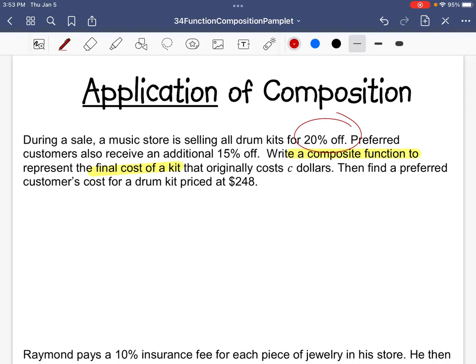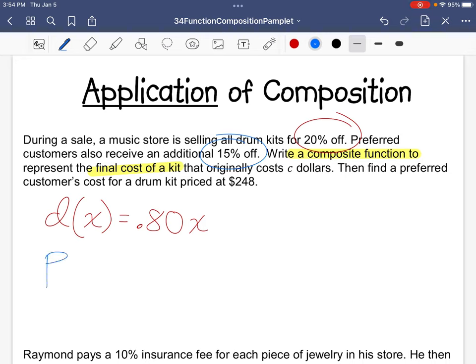So what do we got? 20% off. The first one's 20% off. Let's call that a discount. We use the letter D. So the discount equation, D of X. Now, if something's 20% off, that means you're going to pay 80% of X, of the cost. Again, 20% off is an 80% cost.